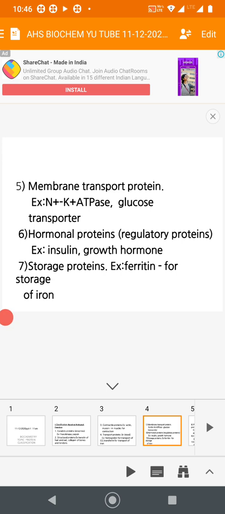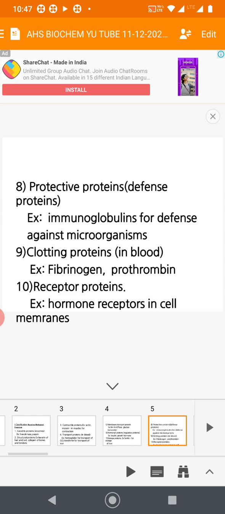Next one is storage protein. Ferritin is required for the storage of iron. Protective proteins, mainly immunoglobulin, which are involved in antigen antibody reactions. If any foreign antigen enters the body, antibody titers increase. So immunoglobulins are a class of proteins involved in antigen antibody reaction. What are those? IgG, IgA, IgM, IgE, all immunoglobulins. They are also a class of proteins.